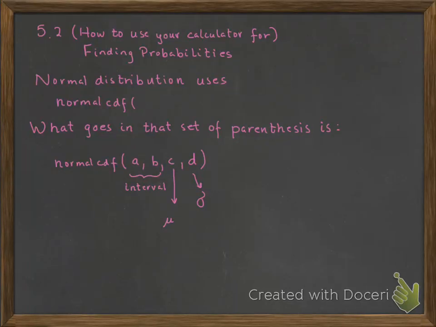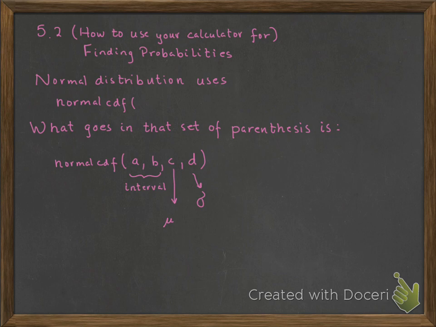Hi, we're on 5.2 and it's called Normal Distributions, Finding Probability. I am renaming it to how to use your calculator for finding probabilities. Okay, so I have some guidelines here and this is just calculator work entirely.